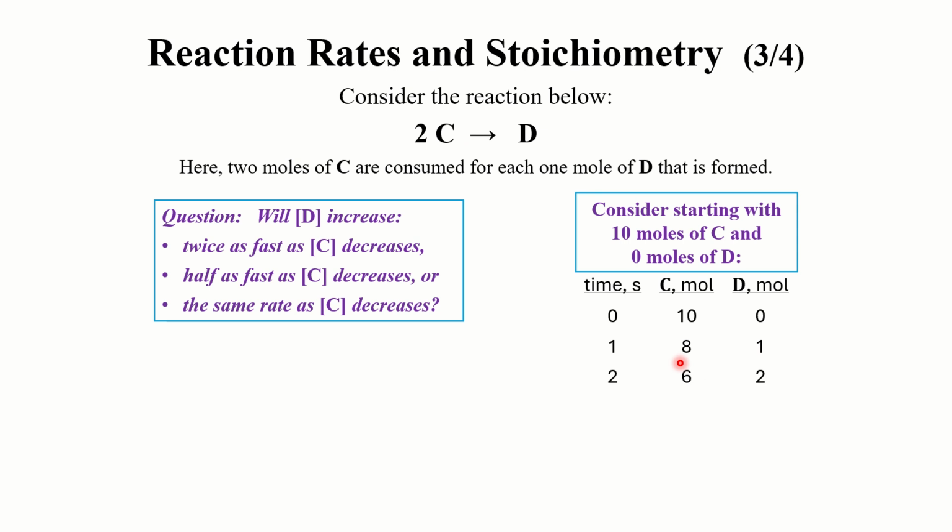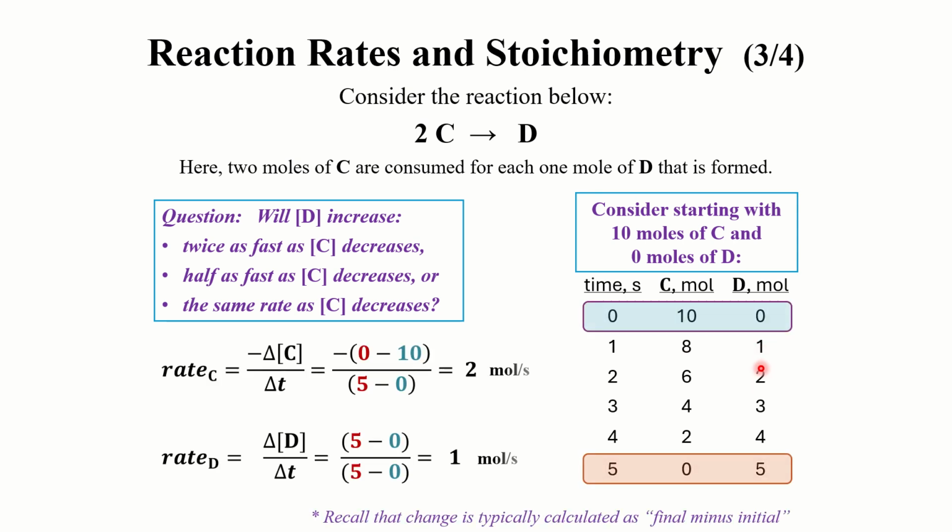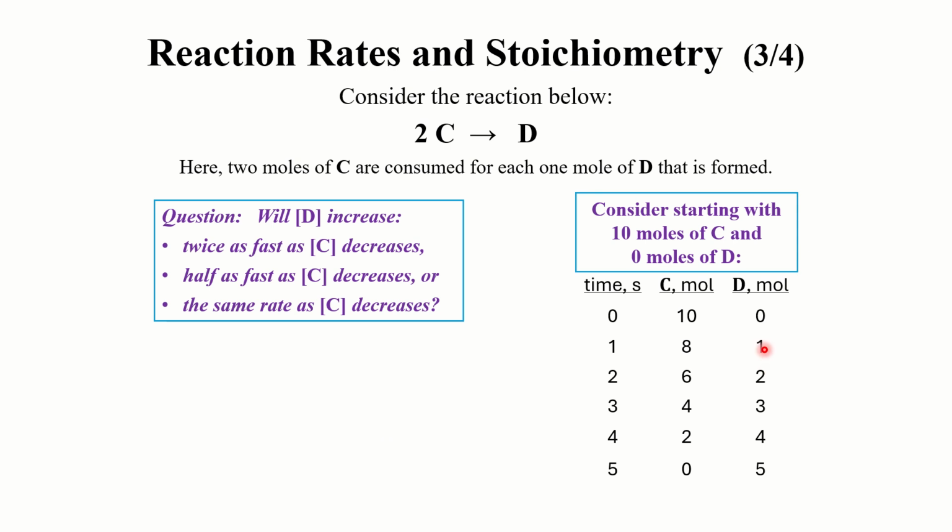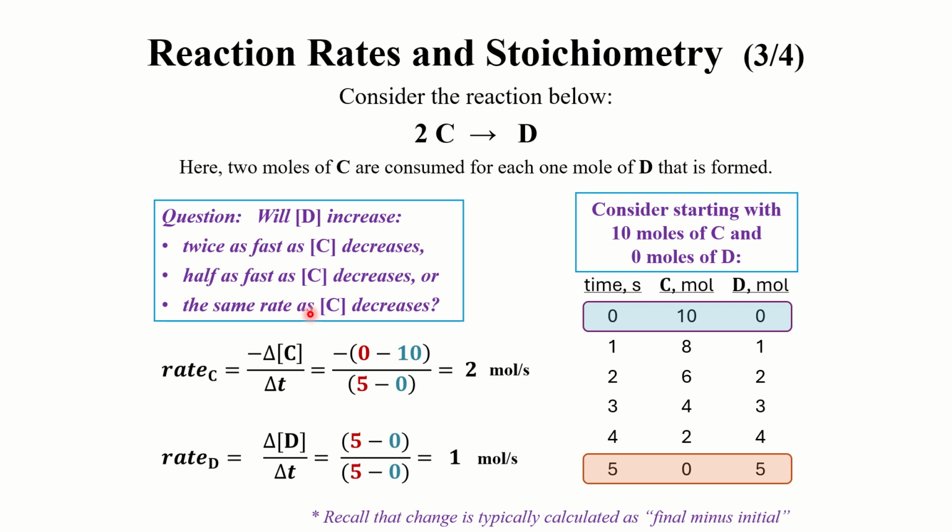Now another second goes by, one more cycle of the reaction runs, and we go down from 8 to 6 and up from 1 to 2, and we keep going with this until we end here, where after 5 seconds, the reaction has run 5 times, there's no C remaining, and there's 5 moles of D that have been produced. So we can calculate the rate of C by saying 0 minus 10 over 5 minus 0, which gives the rate of C as 2 moles per second, and then the rate of D would be 5 minus 0 over 5 minus 0. Where did I get these numbers from?